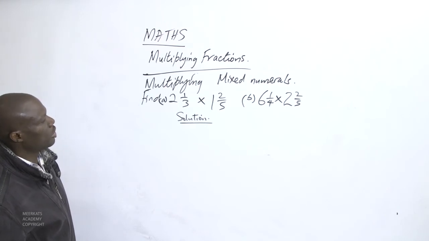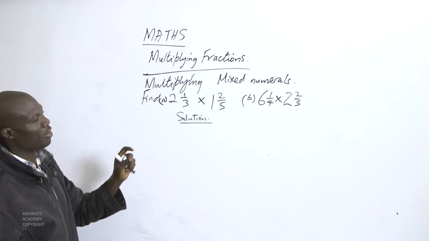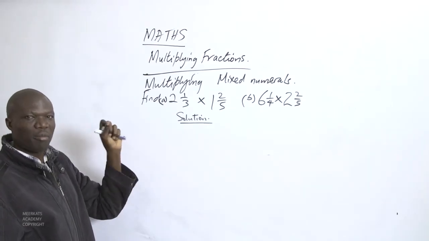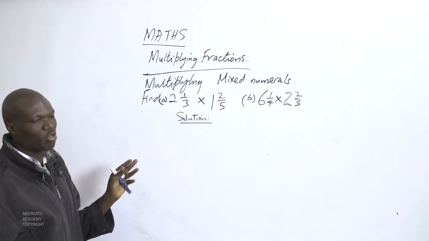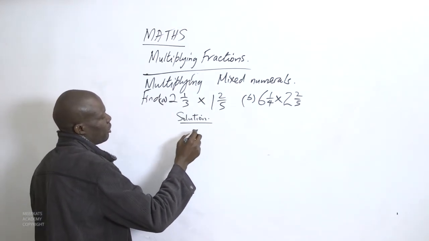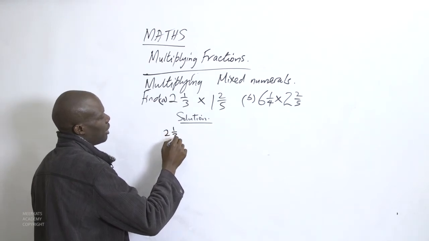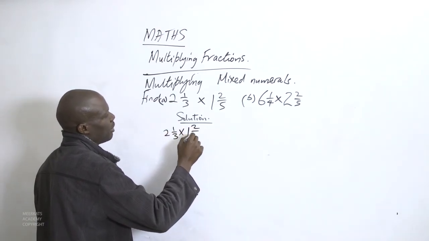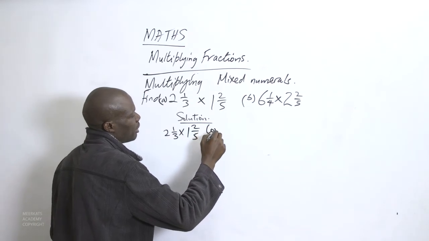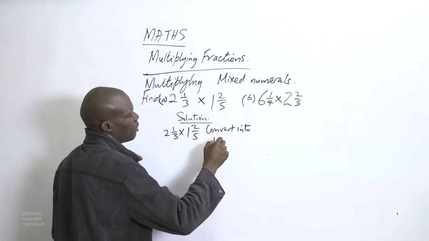In our solution, these numbers are mixed numerals, and as we saw earlier on, we cannot multiply mixed numerals until we convert them into improper fractions. So the first thing we do here is to convert the 2 1/3 times 1 and 2 over 5 into improper fractions.